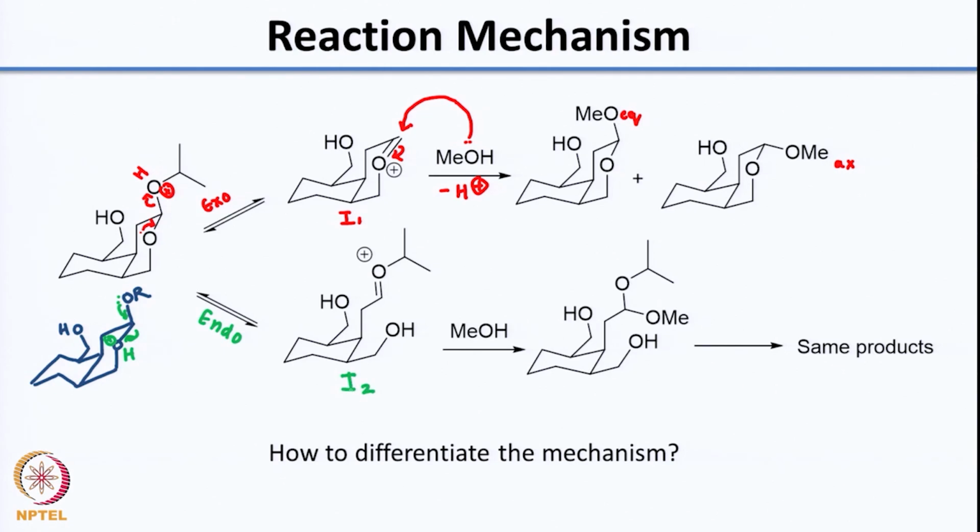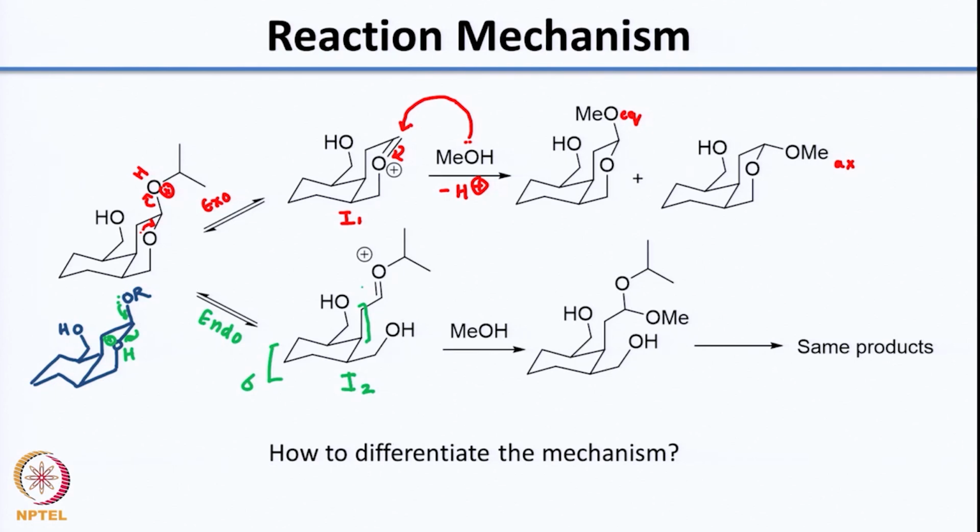Now what is very interesting about intermediate 2 is that if you try to write the elements of symmetry, can you try to identify if there are any elements of symmetry present in intermediate 2? If you are not able to see it, there is a mirror plane here, so it is a sigma plane. Because of this mirror plane, both of these OH groups are identical, right? The molecule is identical, both of these OH groups are identical.